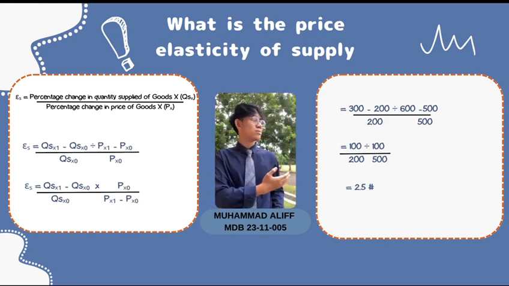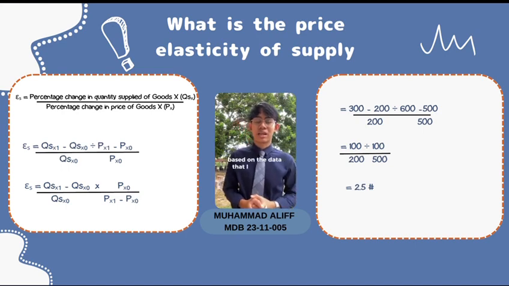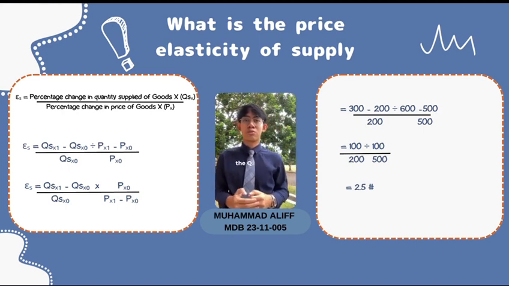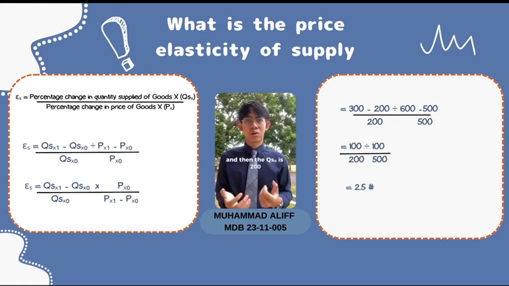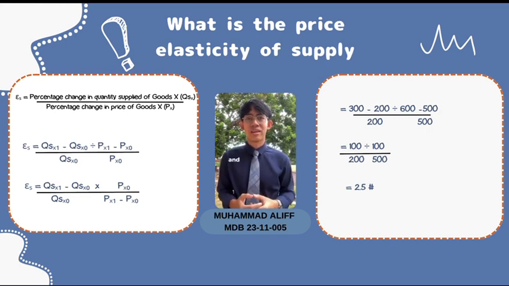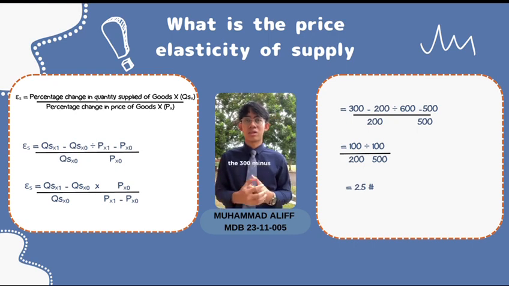As we look here, based on the data that I gathered, the QS1 is 300, and then the QS0 is 200, and then the P1 is 600, and then the P0 is 500. And then let's get into the calculation. The 300 minus 200, and then we divide by 200. The next one is 600 minus 500, and then we divide by 500.